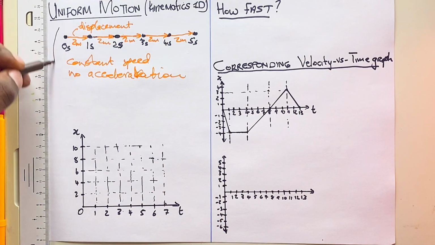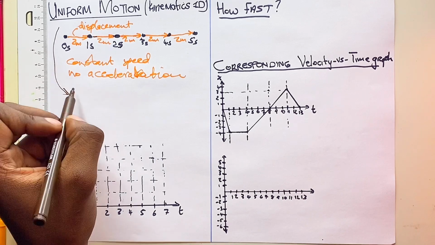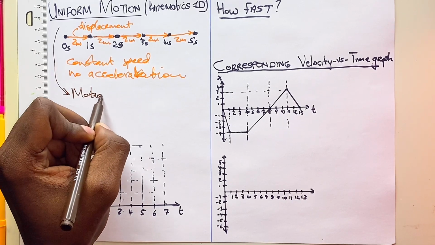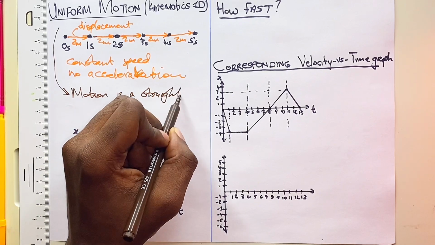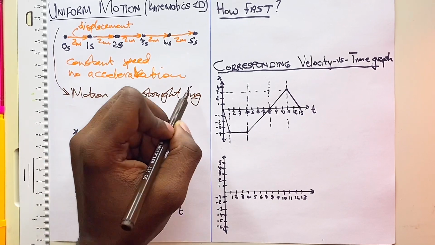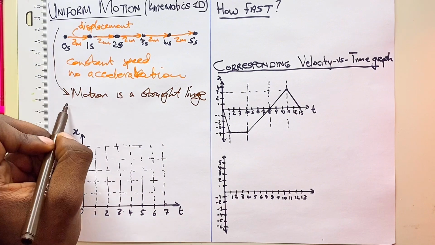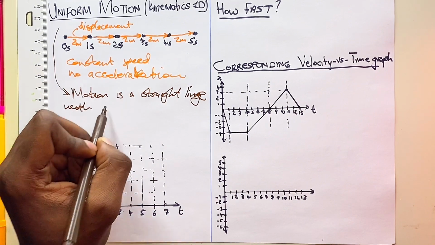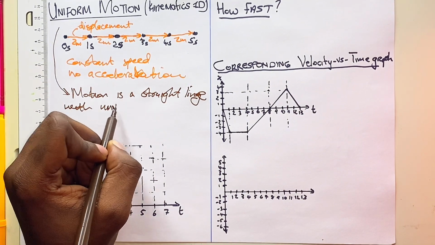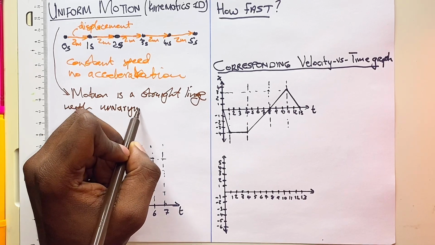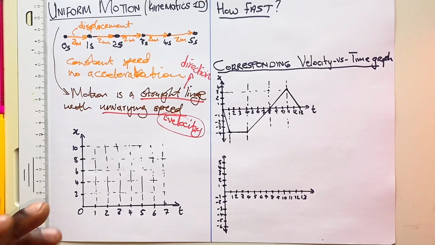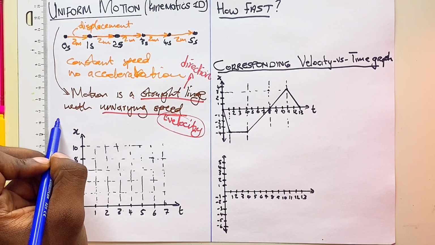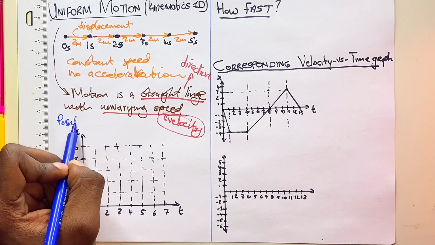We are saying that uniform motion is motion in a straight line with unvarying speed. Now, to represent displacement over time graphically, we call this a position versus time graph.